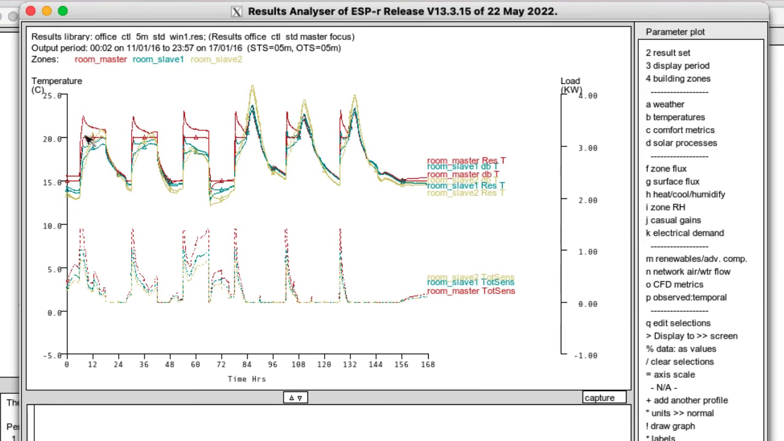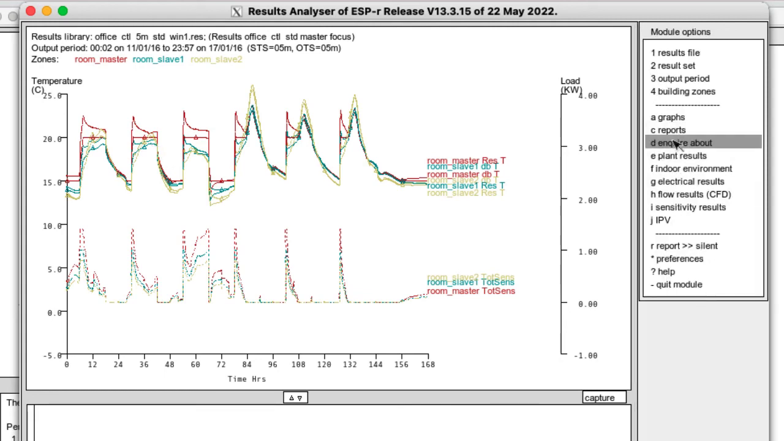Red line is the master room, so the dry bulb temperature goes up and we're controlling to that resultant temperature, which is nice and flat. And then we come to a day where there's solar radiation available, and then the temperature is going above the set point. And we see that the heating is shown down here. Basically, the slave zones are scaling from that, but they have less capacity, and so they are responding rather more slowly. It's a little bit cooler in those rooms.